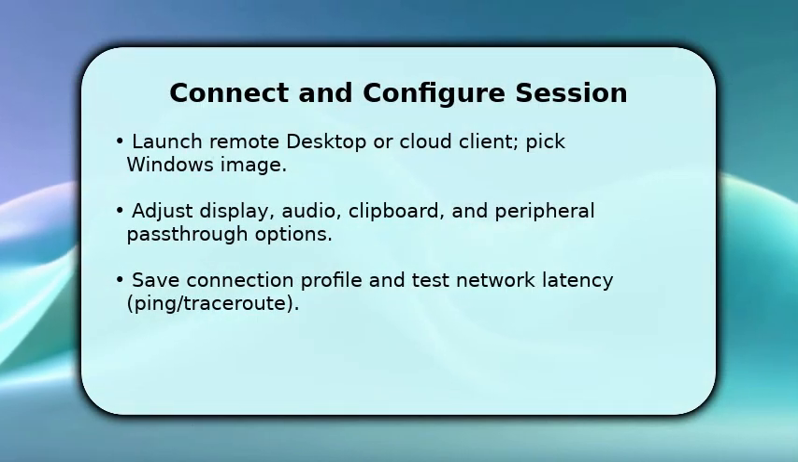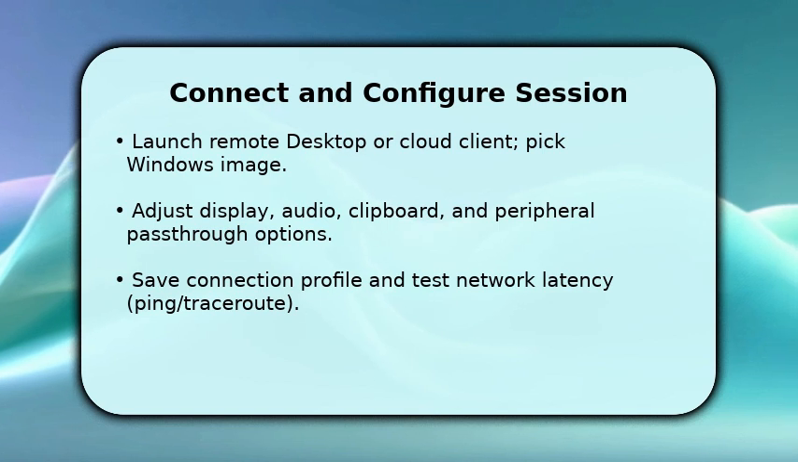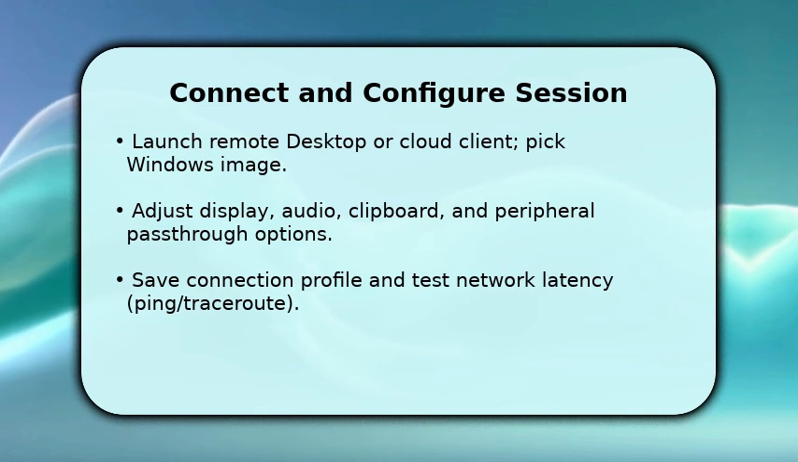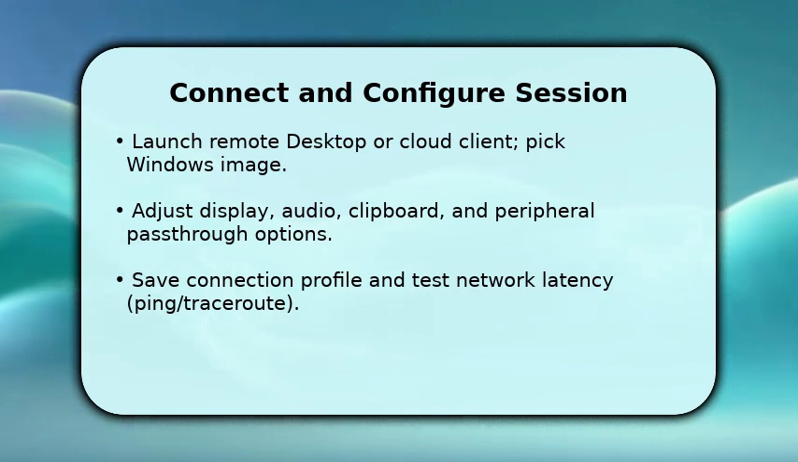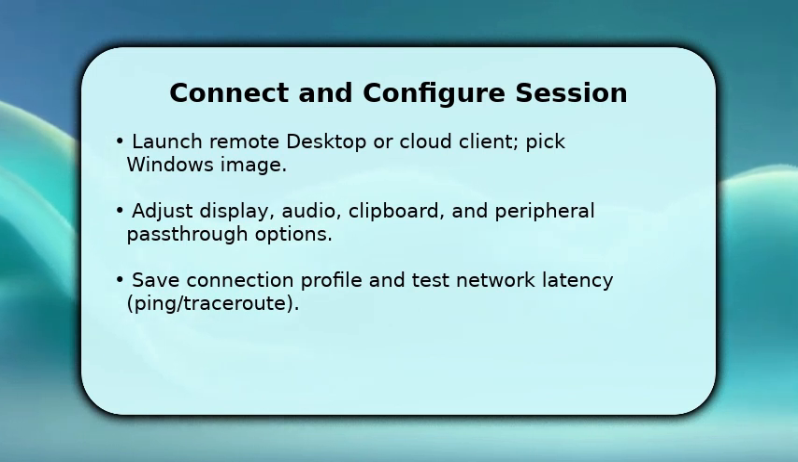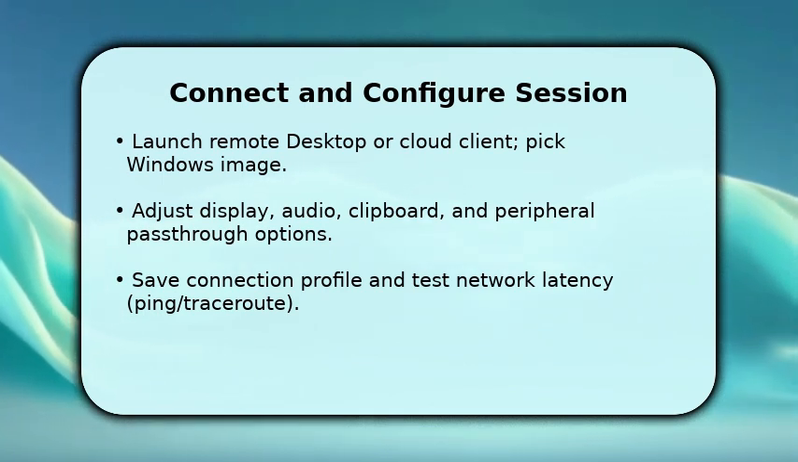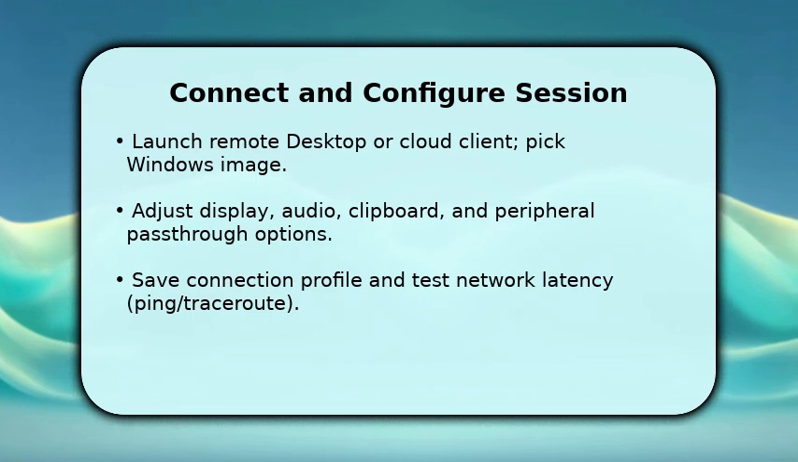You now open the remote desktop or cloud client and choose the Windows image you need. Pick a performance tier that fits your work. Once connected, configure display scaling, audio routing, and enable clipboard sharing and USB or printer pass-through if required. Make sure your resolution matches your Chromebook display to avoid scaling issues. Save the connection profile for quick access later, and run a quick latency test to confirm responsiveness. Lower ping makes interactive apps feel native.